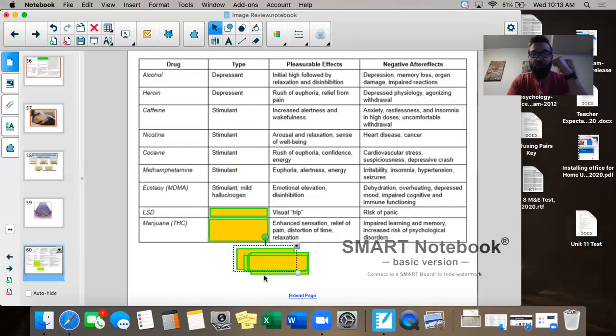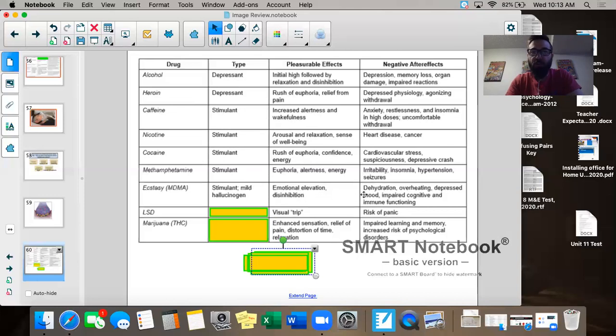Ecstasy, MDMA, is a stimulant, and to some extent it can cause hallucinations. If you're having problems keeping track of time, that time dilation counts as a hallucinogen. You're not doing that thing right. You're thinking it's taking forever to do this, or you're thinking you're moving much faster than you are. That constitutes a hallucination.